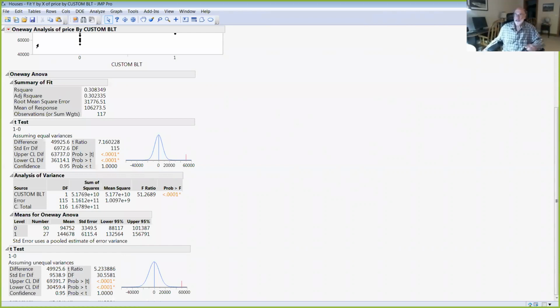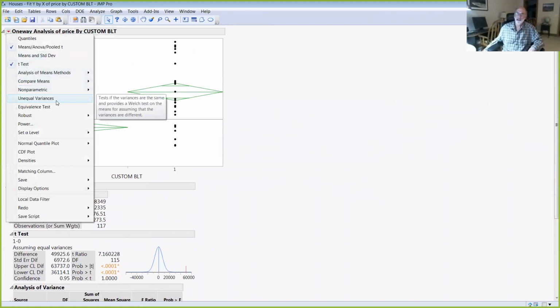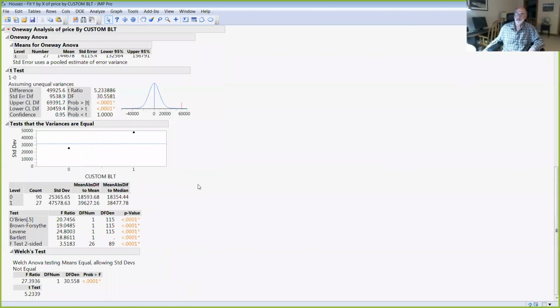And if you really want to get detailed about this, you can say, well, what can we say about assuming that the standard deviations are the same in the two groups? That pooling assumption, is it a good assumption or not? You can click unequal variances, and JMP does 5 different versions of a hypothesis test that the variability in each group is the same. So it's tests that the variances are equal in the two groups. I frankly have never looked at what the details of these 5 different tests are.